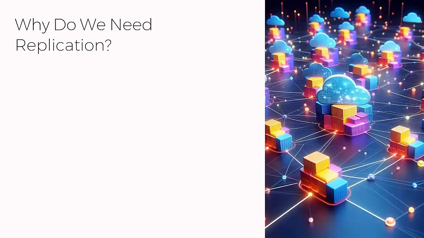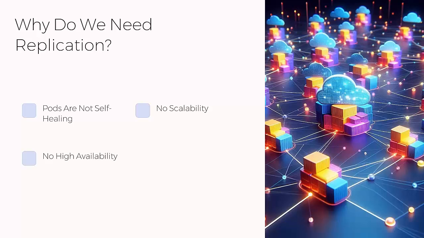Why do we need replication? Imagine running a single Nginx pod and it suddenly crashes. Then our application will not be accessible anymore. Kubernetes won't restart the pod automatically. And there will be no scalability, so you can't handle more traffic. And there will be no high availability as well. So there will be downtime for your application. But Kubernetes has a solution for this, that is replication controllers, ReplicaSets and deployments. Let's see them in action one by one.